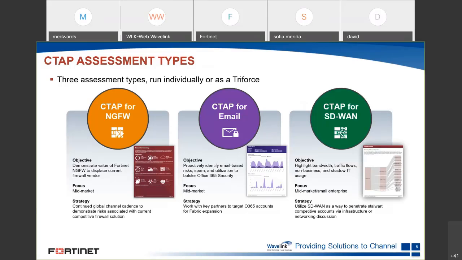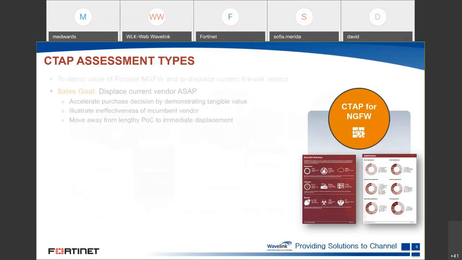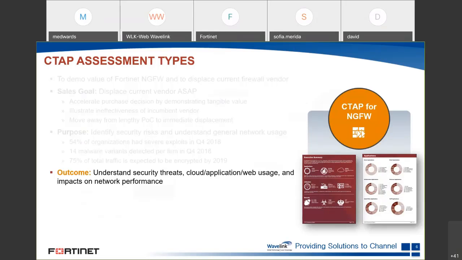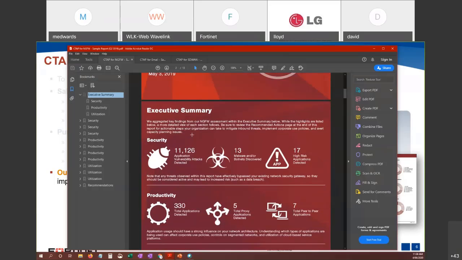So I've got 3 more slides here that go through what the outcomes are for Nextgen Firewall. As you can see, it's about displacing the current firewall that's in place. There are some statistics around why you might be looking to assess your current firewall or its configuration. And then the outcome is really to understand the threats. But what I really want to do is show you what that report looks like, because I think it's summed up best in the executive summary.